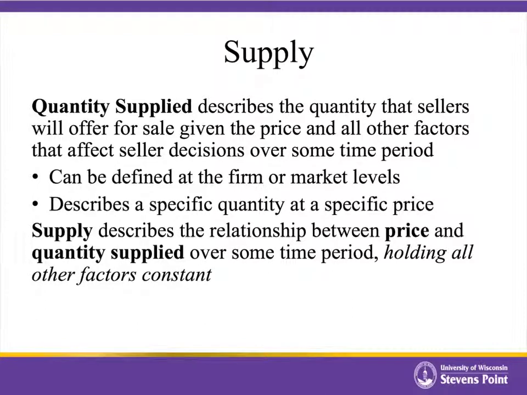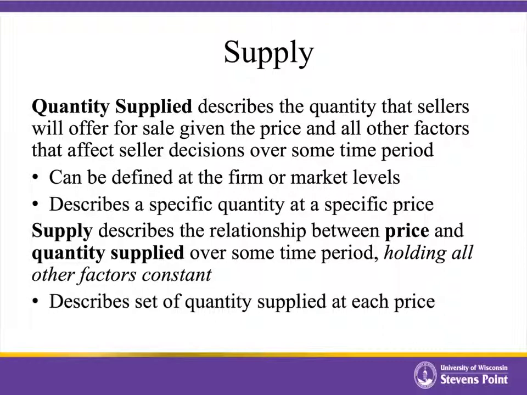When we talk about supply itself, that describes this relationship between the price and the quantity supplied over some time period, holding all other factors constant. Anything else that might affect supplier decisions, those things are not changing. So here we have a set of the quantity supplied at each different price that might exist.